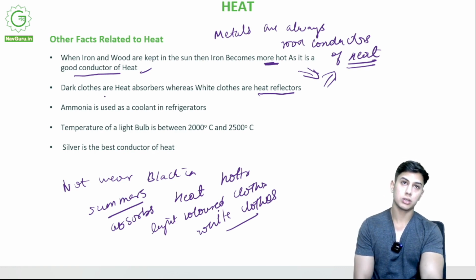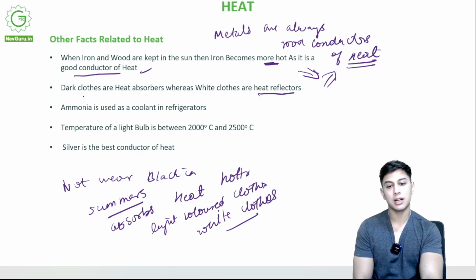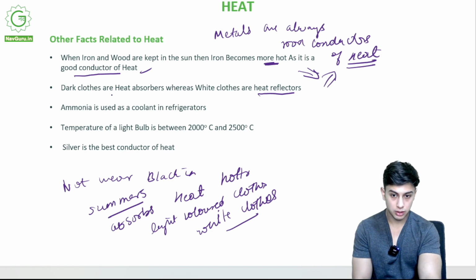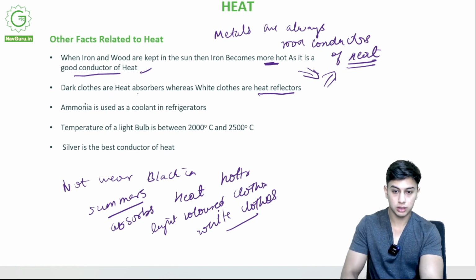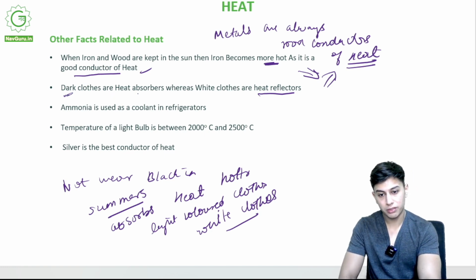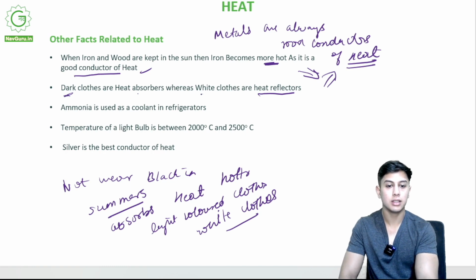Even this is also seen in cars. People having dark colored cars, like black cars, if you put it in the sun, it will get really hotter as compared to a white colored car. So dark is an absorber of heat, white is a reflector of heat.